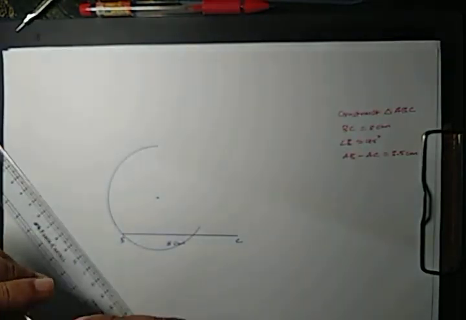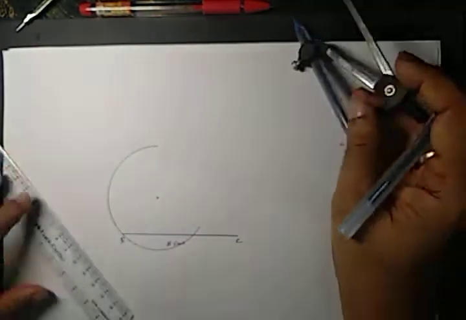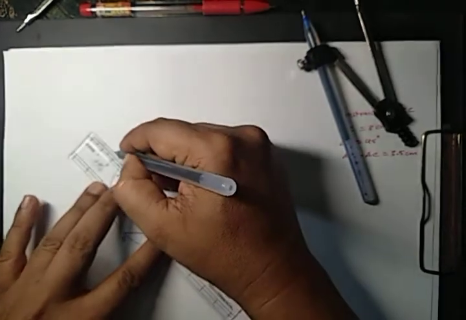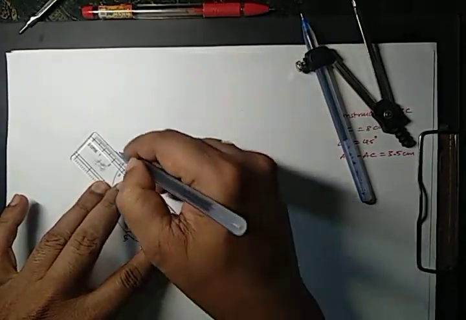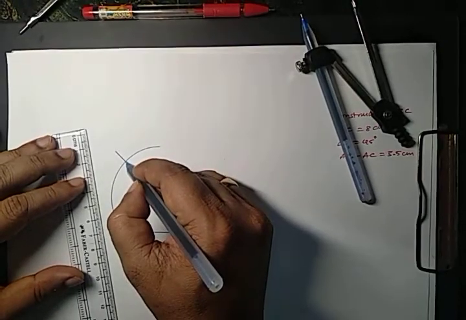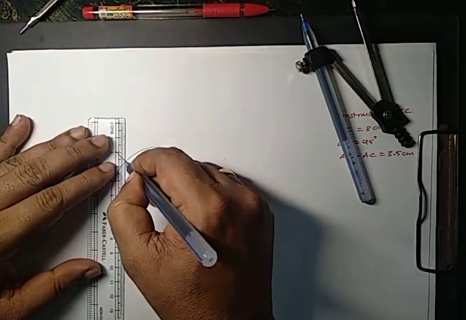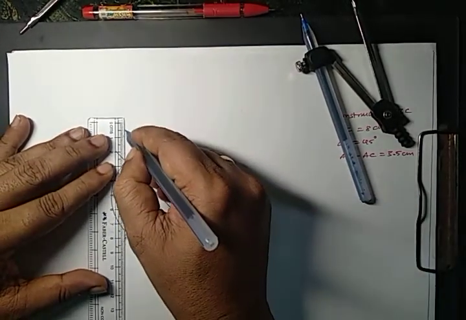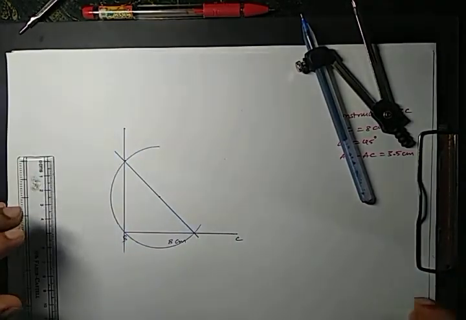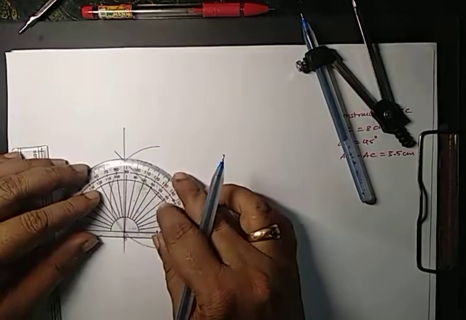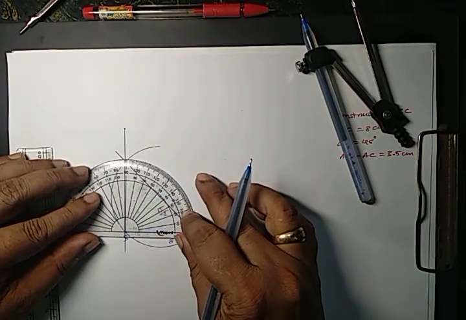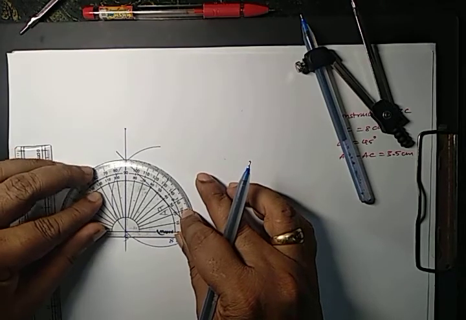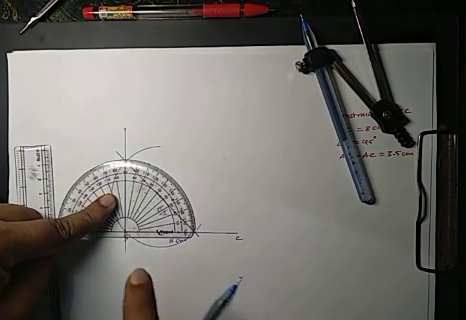Now for making 90, I take this point and keep it here, and I draw it like this, cut it. Now at this point I keep a point here, then I connect these 2 points to B. Now I wanted to check whether it is 90 or not. It is 90 now, it is a perfect 90.